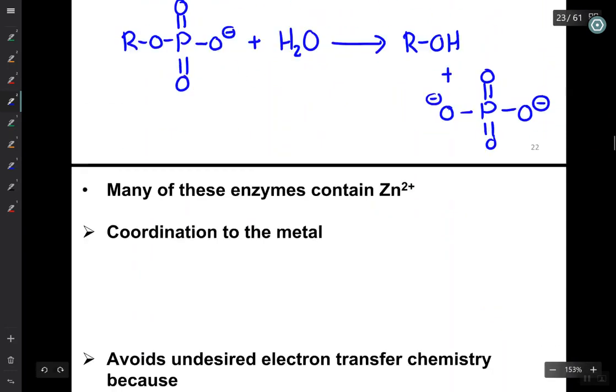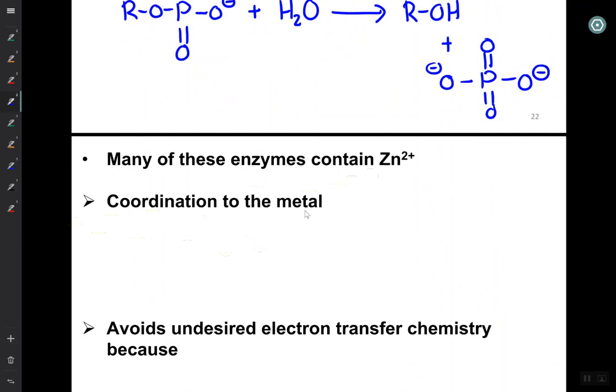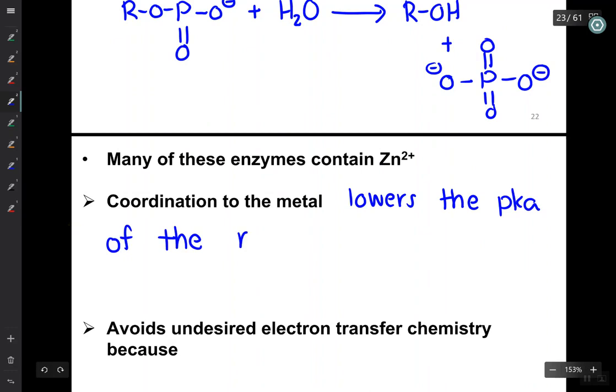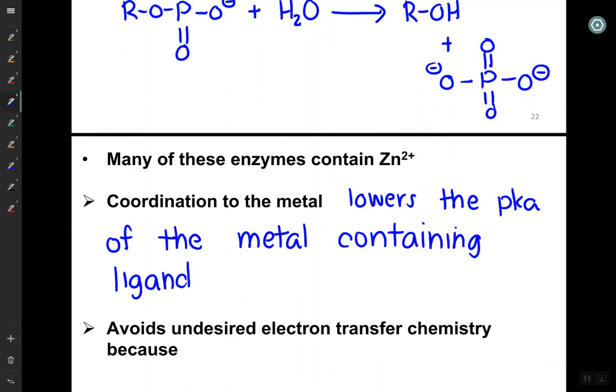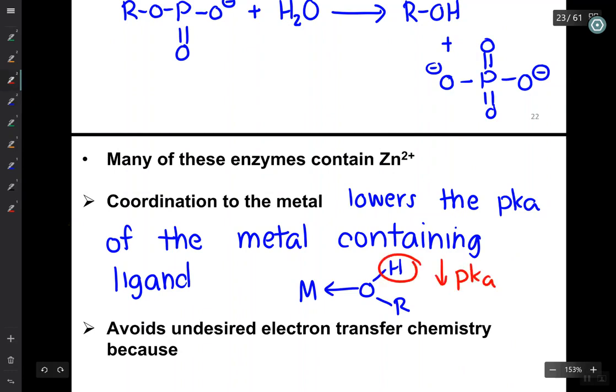So many of these hydrolytic enzymes contain the zinc ion, zinc 2+, because coordination to the metal lowers the pKa of the metal-bound ligand. So for example, usually the pKa of an alcohol is like 16, but if you're able to bind the alcohol to the metal, this pKa is going to be lowered, right? Because the resulting conjugate base, the O minus, will be stabilized by interaction with the metal, M plus. The exact pKa is, of course, going to depend on what metal, what oxidation state, but in general, the pKa value will go down, which makes it easier to deprotonate.